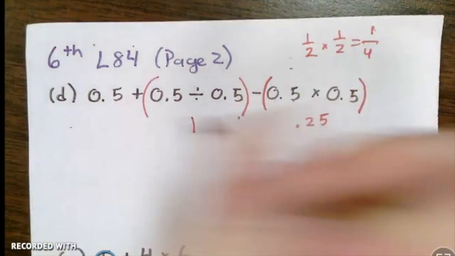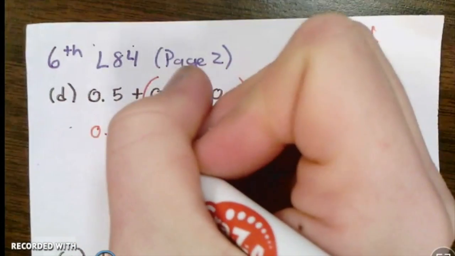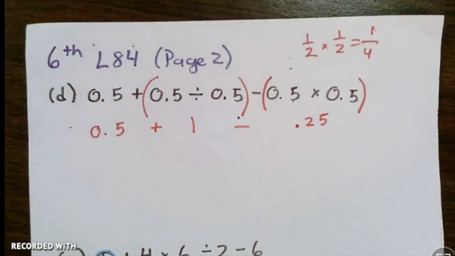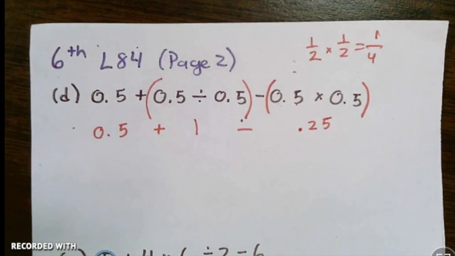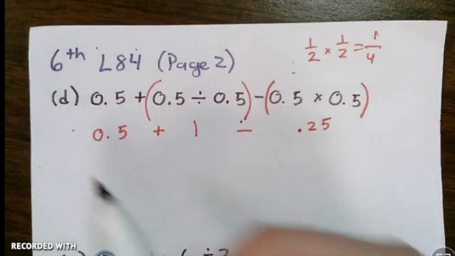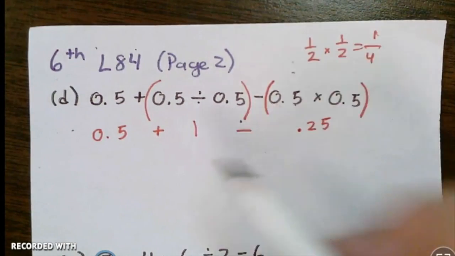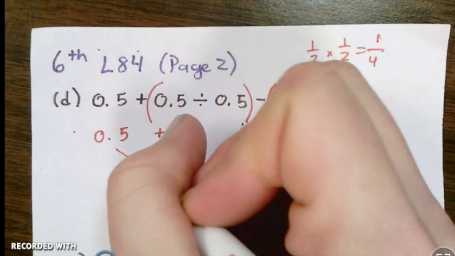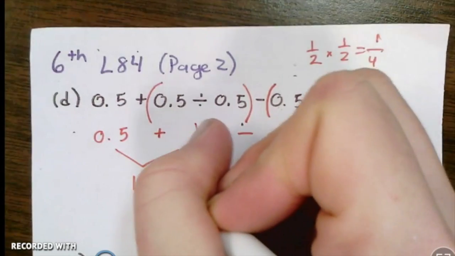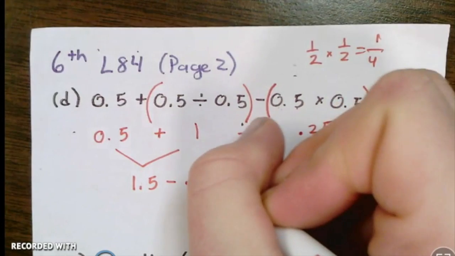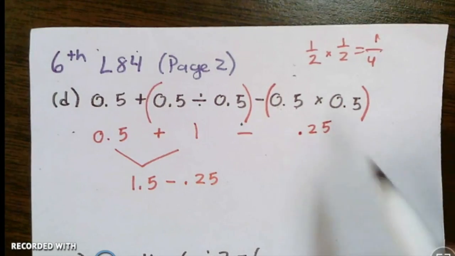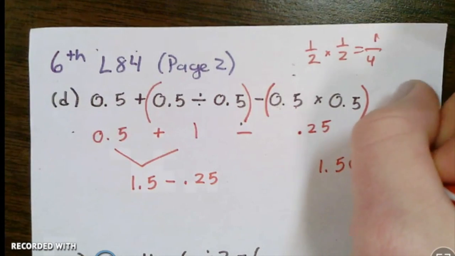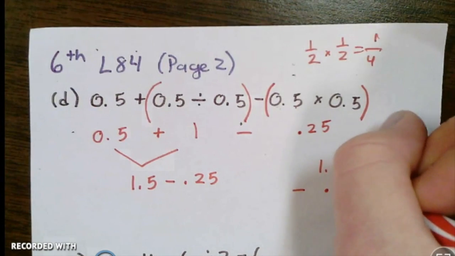All right, now let's write in what's left. I've got 0.5 plus 1 minus 0.25. Now this is all addition and subtraction, so I need to do it from left to right. 0.5 plus 1 is 1.5 minus 0.25. I wrote it there. So now I'm going to solve that over here. I got 1.50 minus 0.25.